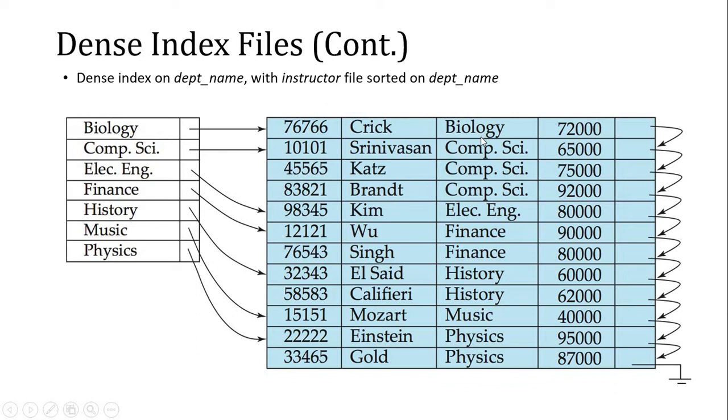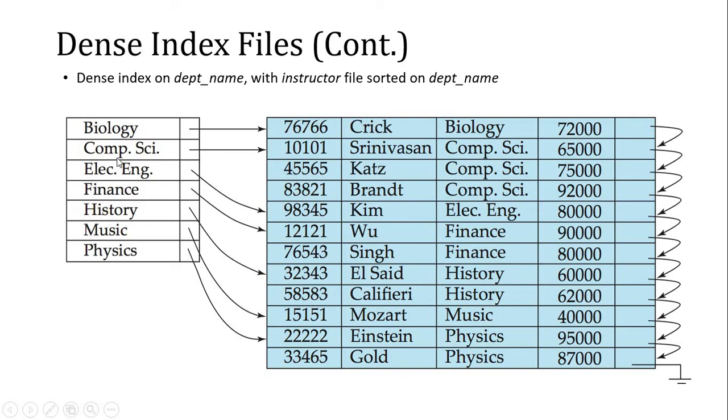We will deploy it through its department's name. Whenever we are making a file, as it is a primary index, it is always sequential. So you see here it started from B, then C, then E, then F, H, M and P. So it is maintaining an alphabetic serial.